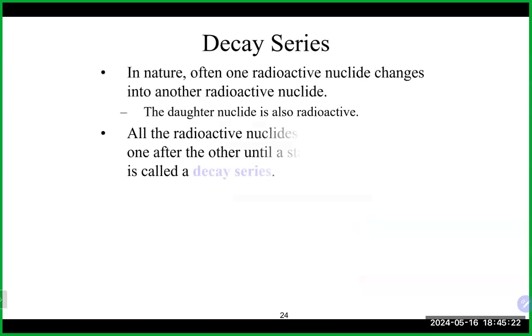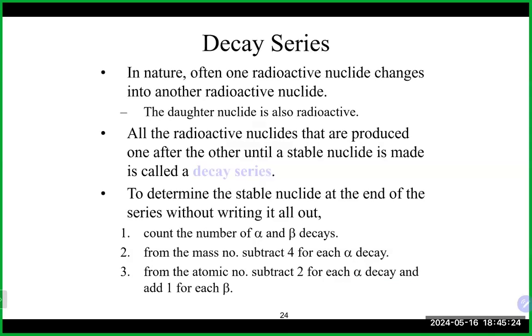Now, a decay series is a series of radioactive reactions that occur until basically the parent nuclei comes to the daughter nuclei, and it keeps going through the decay process until something stable gets hit at some point, and it stops that process. So all radioactive nuclei are produced one right after the other, and this is what is called a decay series.